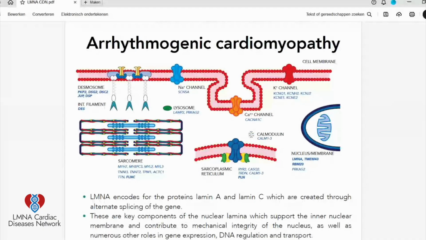So it supports the nucleus, it's involved in keeping the structure of the nuclear membrane intact, and also plays multiple different other roles as well. It can be involved in gene regulation, so switching genes on and off. It can be involved in regulation of DNA and also transport of different things around the cell.